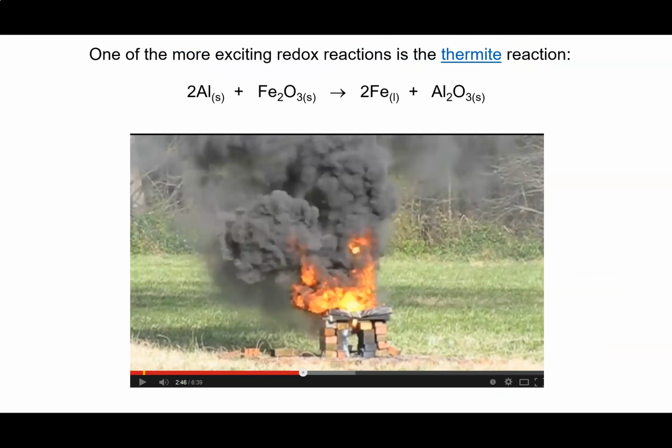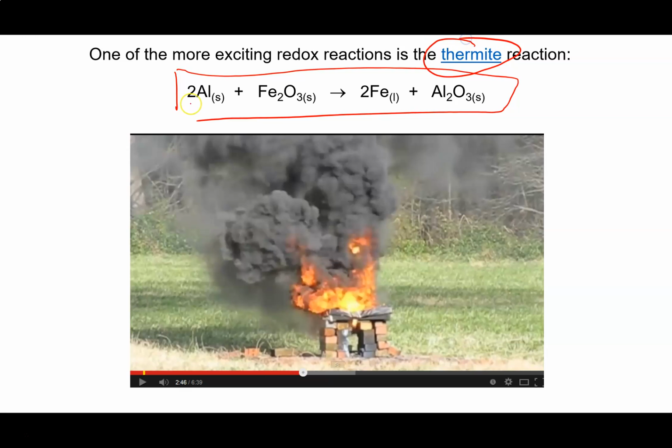So here's an example of a very famous redox reaction. It's called the thermite reaction. It's the reaction between solid aluminum and solid iron(III) oxide. And it's unusual because it's a reaction between 2 solids. And the product of the reaction is liquid iron at around 3000 degrees Celsius and solid aluminum oxide. So it's a pretty exciting reaction because it gets so darn hot.